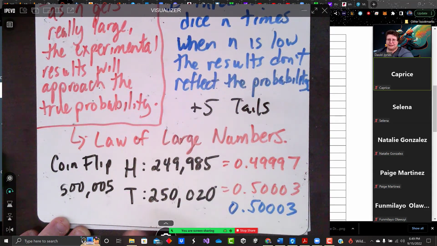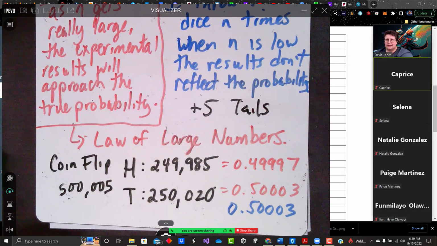I used 500,000 so I could show it to a lot of decimal places. Normally, we're not concerned with 5 decimal places like I have here, but the idea is the same. If you do it enough, the true value comes in. I might have gotten 5 tails in a row in the beginning, and it might have been 0 heads and 5 tails. So you have to do it a lot. You can't just do it 10 times or 100 times. You've got to do it a lot. That's the idea of the law of large numbers.